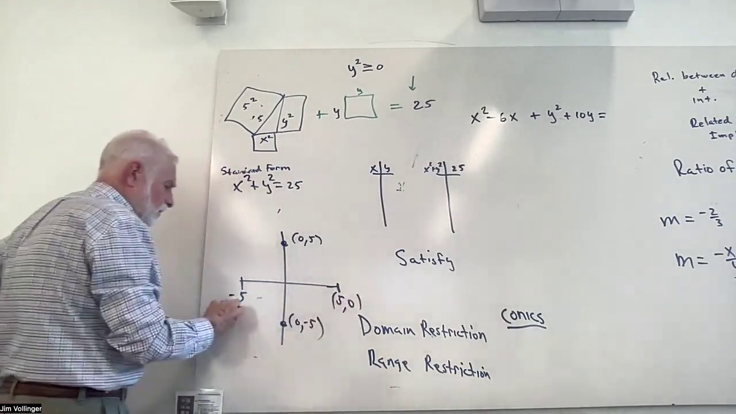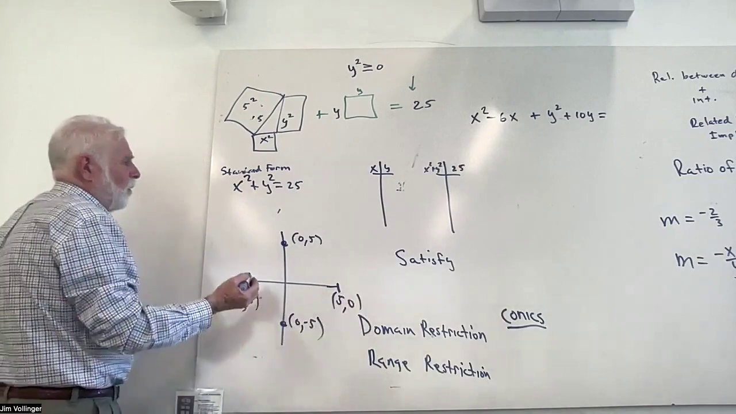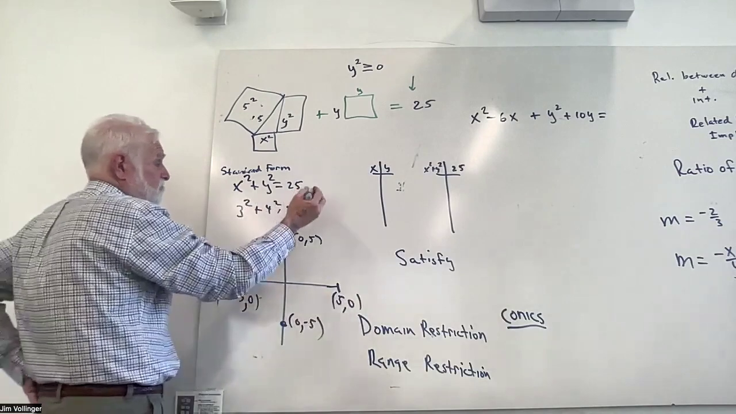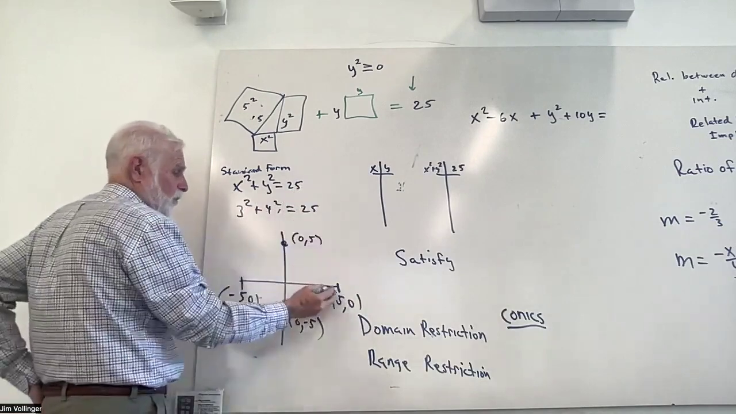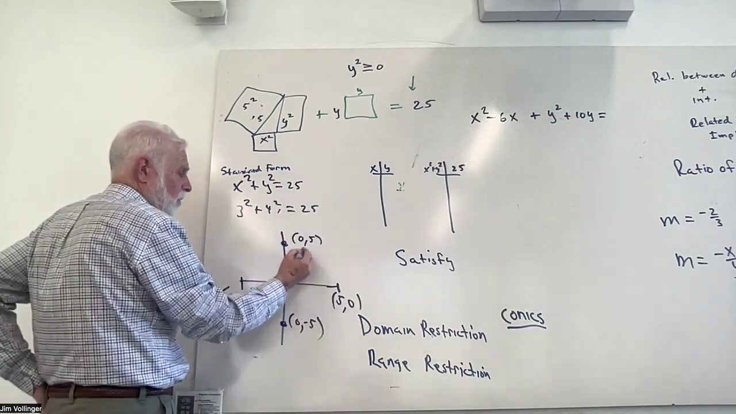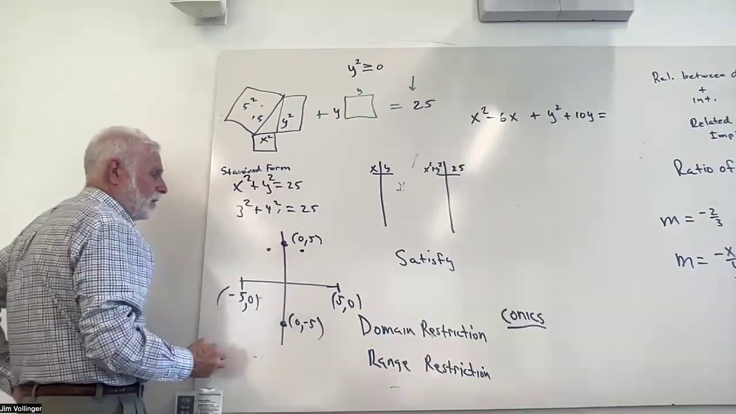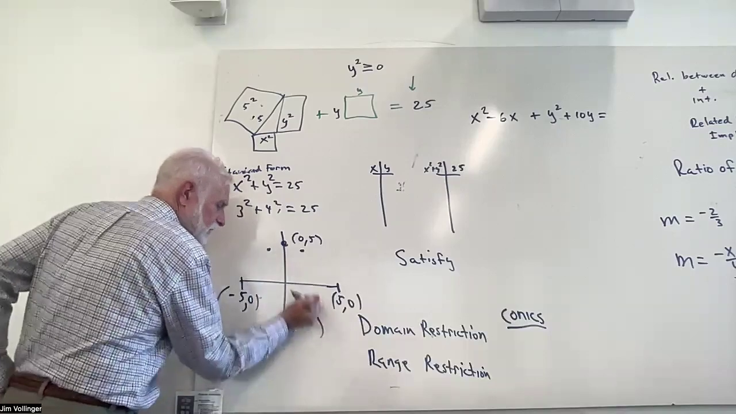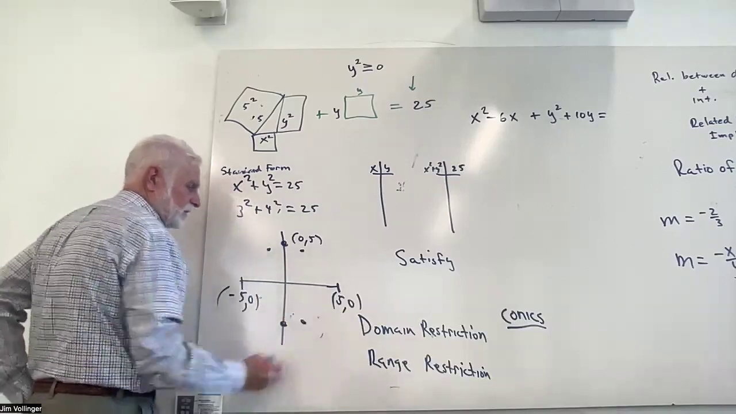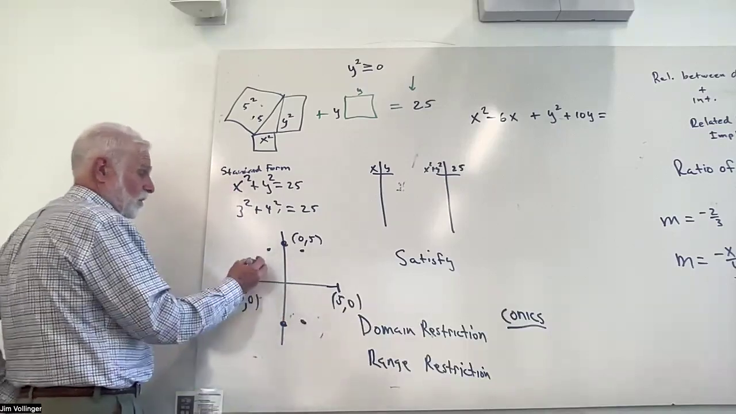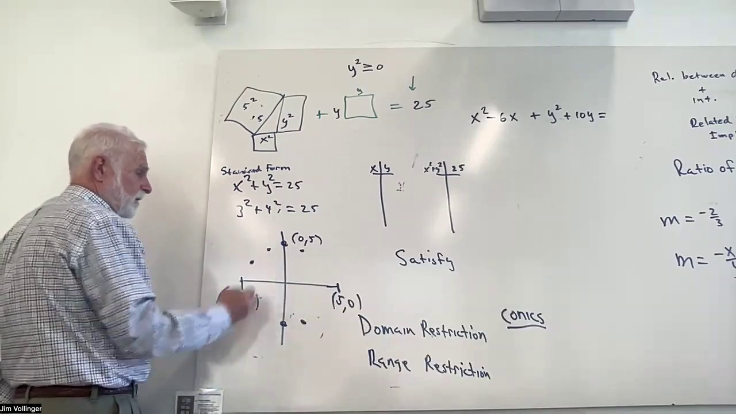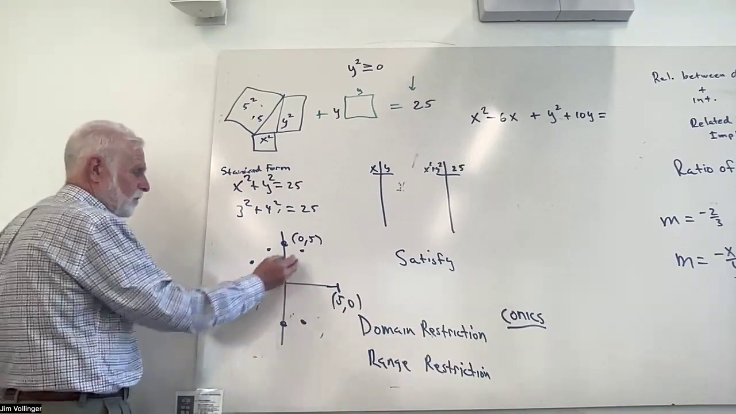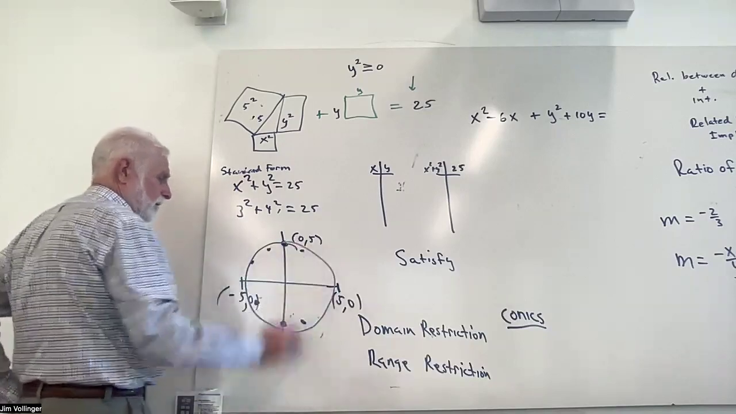But what other numbers are really famous here? 3 and 4. 3 squared plus 4 squared equals 25. So 3, 4 also works. 3, 4 works. So does 3, -4. So does, well, 3, -4 is down here. So I guess I got to move that. 3, -4 is there. All right. And so does -4, 3 be here. So would -4, -3 be there. I hope you're starting to see a circle.